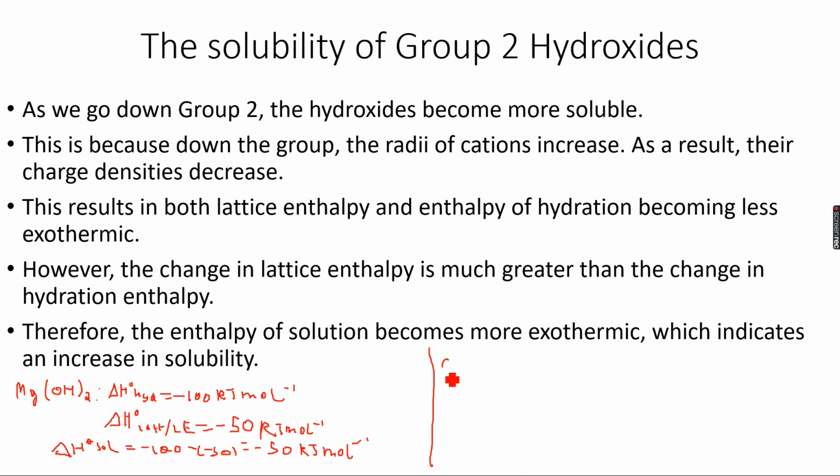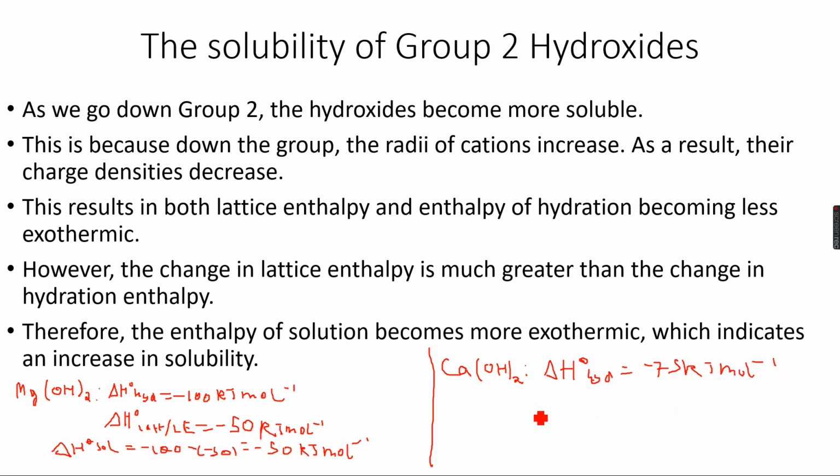But now let's take Ca(OH)2, which is calcium hydroxide. Again, in this case both will be less exothermic, but the change in lattice enthalpy will be more than the change in hydration enthalpy. So let's take the change in hydration enthalpy as 25 kilojoule per mole, and as it is becoming less exothermic, this becomes minus 75 kilojoule per mole, because minus 100 plus 25 is minus 75 kilojoule per mole.